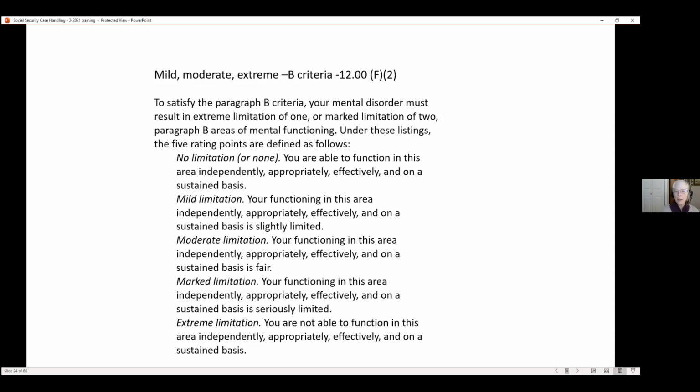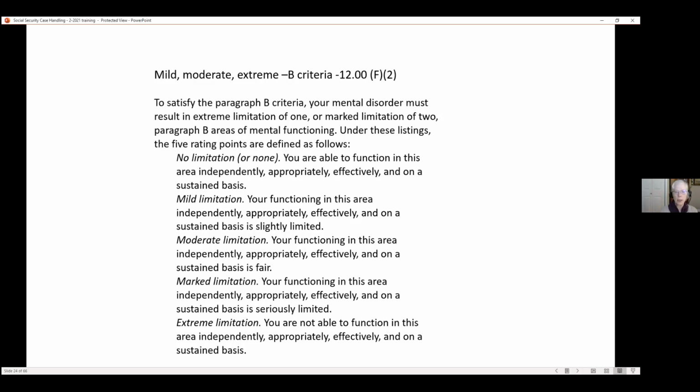You can't say in an RFC, let's assume the person has moderate limitations in whatever. The guidelines to judges on how to write opinions, or how to do cases, say don't say moderate. Don't put in your RFC, don't say moderate. That doesn't mean anything. A vocational expert can't respond to moderate. It has to be something. You have to quantify it. And the word moderate is useless.